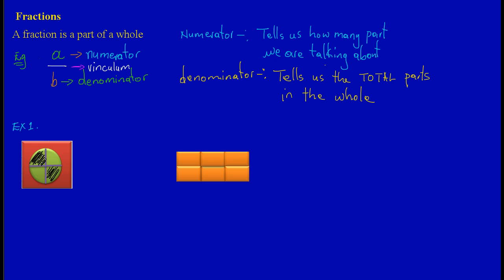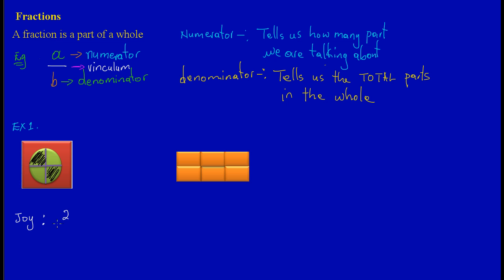Now, how many parts did Joy give away? If I was asked to write how many parts Joy gave away as a fraction, we have to represent this by counting the number of parts that she gave away. 1, 2. So she gave away 2 parts.